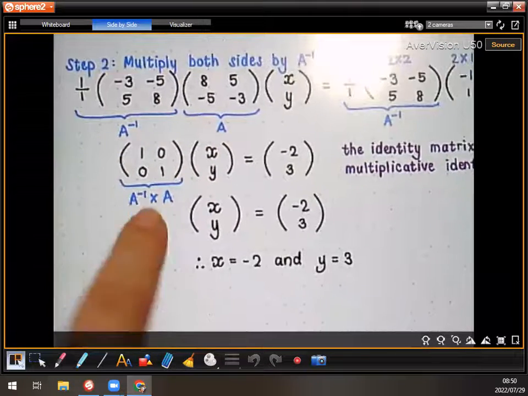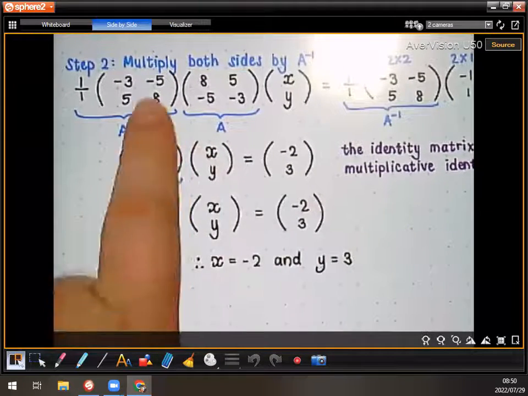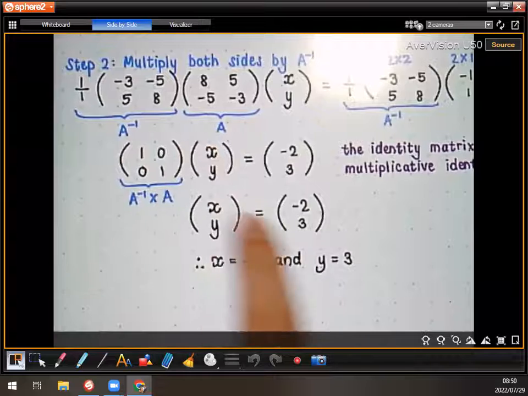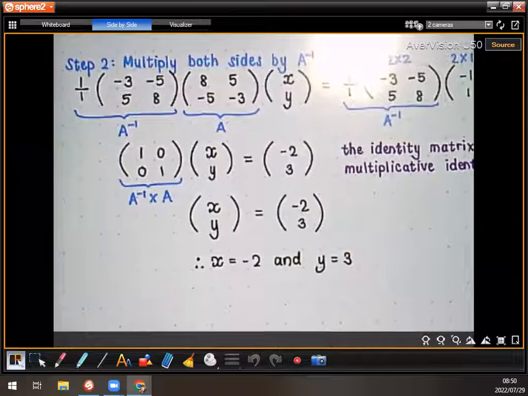The second line you don't have to show. You can just go straight to the answers.